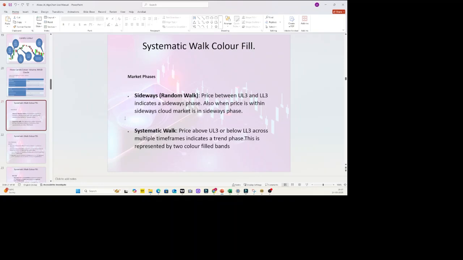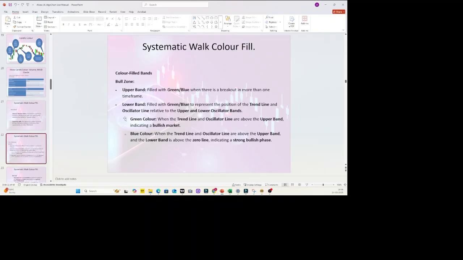Sideways, random walk: price between upper line 3 and lower line 3 indicates a sideways phase. Also, when the price is within the sideways cloud, the market is in a sideways phase. Systematic walk: price above upper line 3 or below lower line 3, crossing across multiple time frames, indicates a trend phase. This is represented by a two-color fill band. So we will see in the next how it appears.